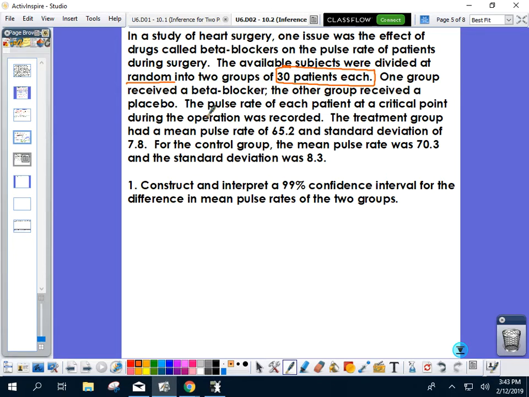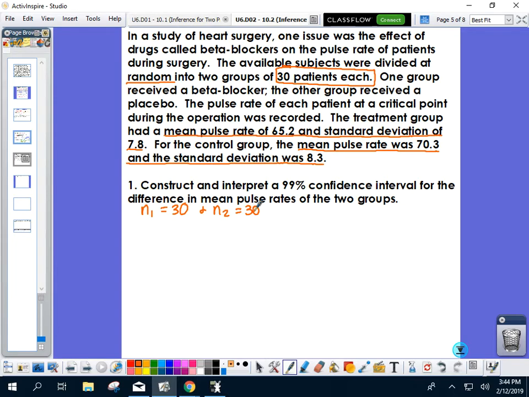The treatment group had a mean pulse rate of 65.2 and sample standard deviation of 7.8. For the control group, the mean pulse rate was 70.3 and the standard deviation was 8.3. Construct and interpret a 99% confidence interval for the difference in mean pulse rates of the two groups. So let's just label what those things were that we just found out. So first, our two sample sizes, n1 equals 30 and n2 equals 30.